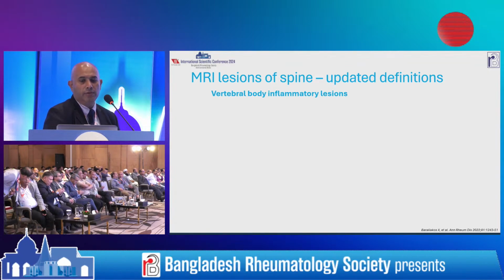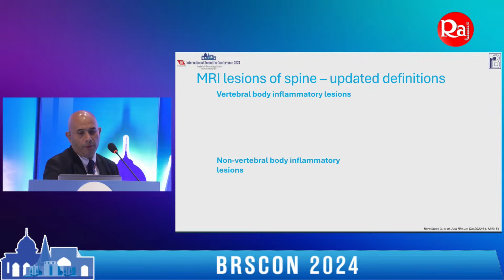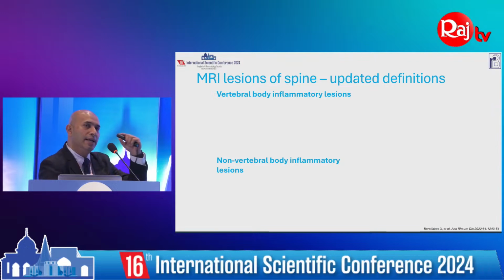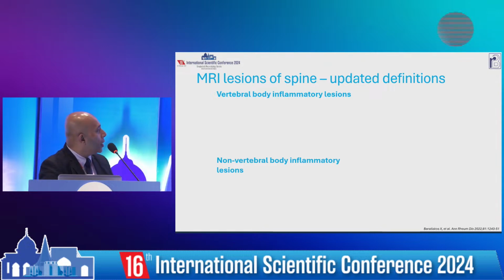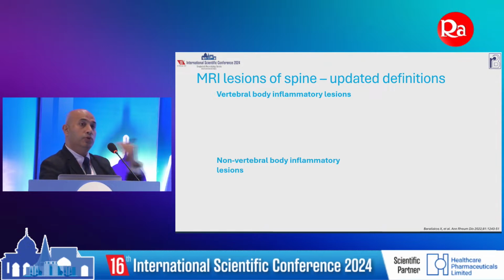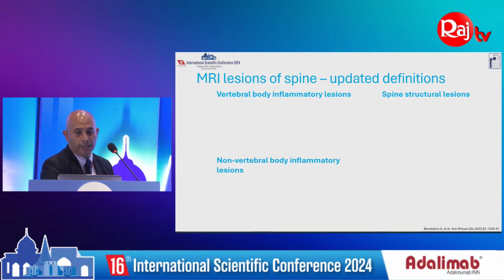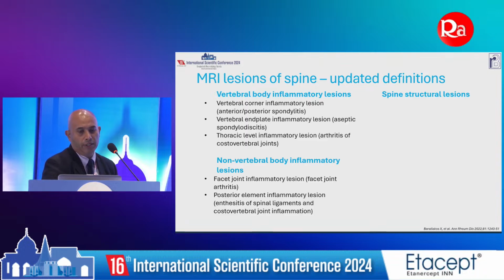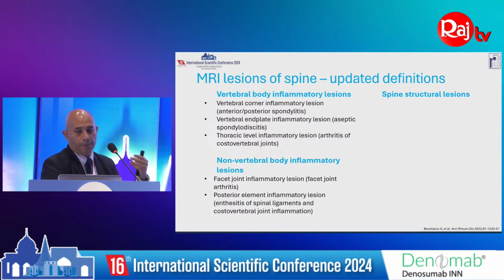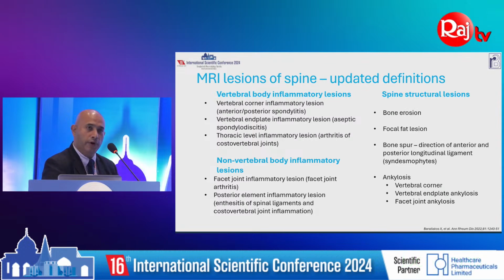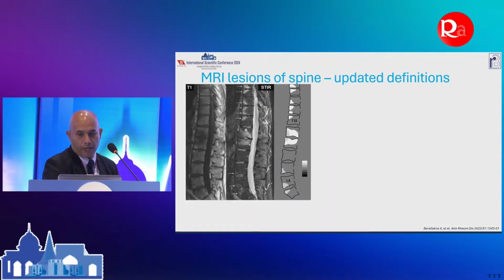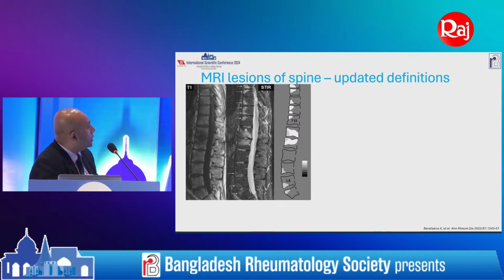Now, there are a few definitions which have just come up for the spine as well, vertebral body. Earlier, if you look at the Berlin score, it was mostly including the central part of the vertebral body. But now we know that the lesions can be posterior. It can affect your facet joints and all the posterior structures. So this particular one gave updated definitions for all these structures, including the posterior spine, both for inflammatory lesions and structural lesions. I'll skip these things in the interest of time.